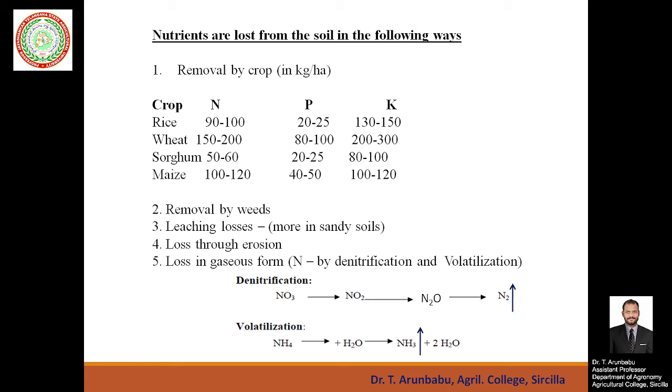And loss of nutrients in gaseous form, for example in the case of nitrogen, is through denitrification and volatilization processes. In the denitrification process, nitrate can be converted into nitrite under anaerobic conditions. Again, it can be converted into nitrous oxide, and finally nitrogen gas. And coming to the volatilization process, when ammonia is hydrolyzed, nitrogen can be lost as ammonia gas. So these are the ways nutrients are lost from the soil.